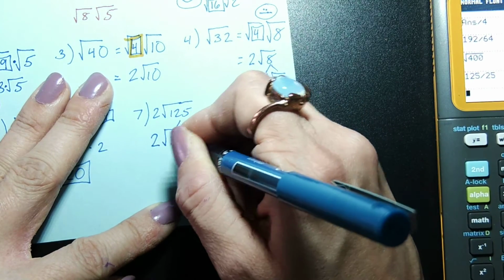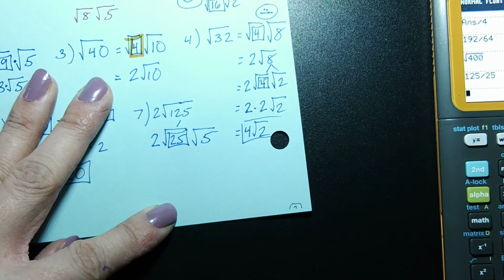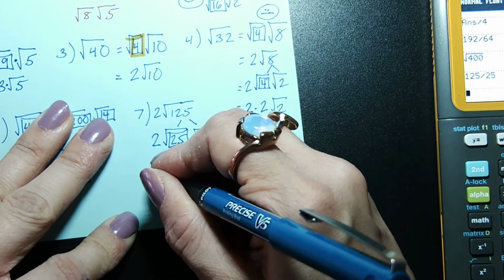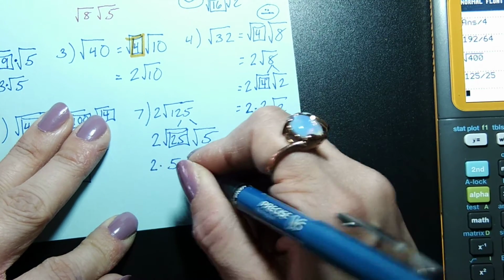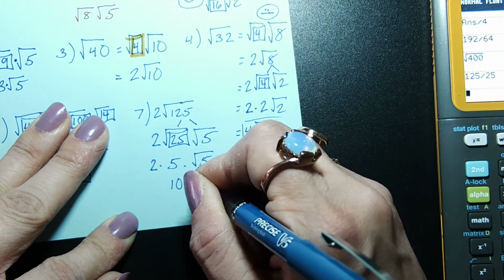125 breaks down into 25 and 5. So we broke up the radical. So then 2 times 5 times radical 5 is 10 radical 5.